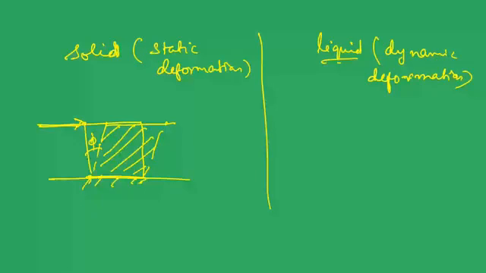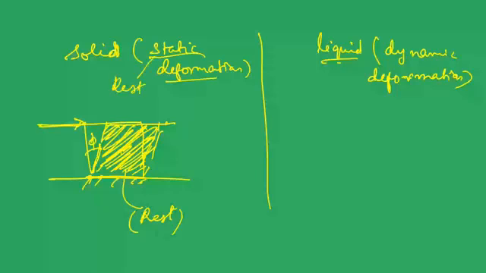Now if you see that at the end of the deformation, this solid block has attained a state of rest. Now it is in a state of rest. Further it is not going to deform. So since it is in a state of rest, we can call it a static deformation. Since the word static, it means at rest.